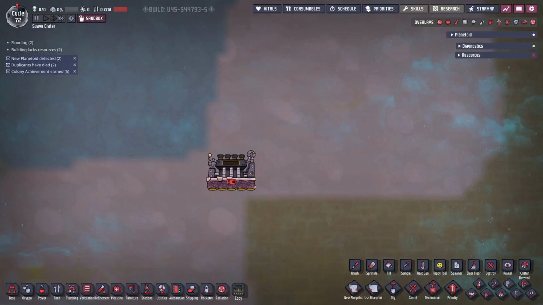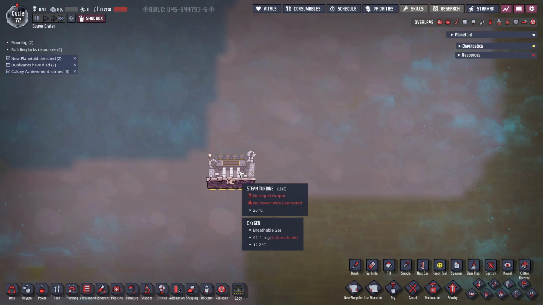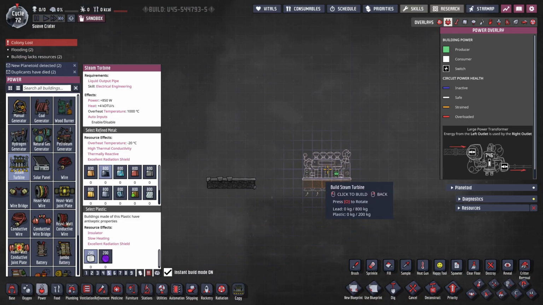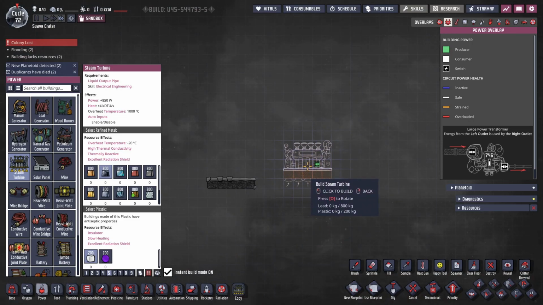Hi everyone, today we're back for a video on Oxygen Not Included, and today we see the steam turbine. We see how we can use it and what we can use it for. First of all, we cannot place the steam turbine as we want, as we would normally do with another building.